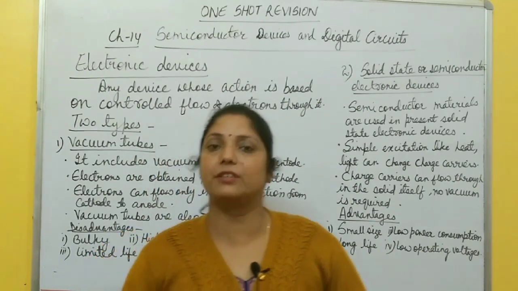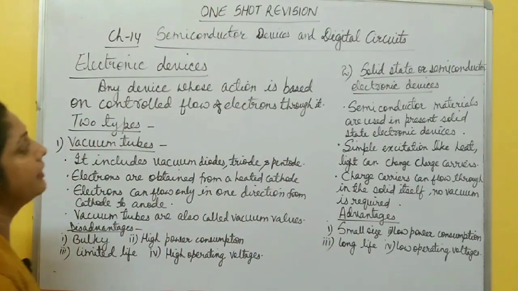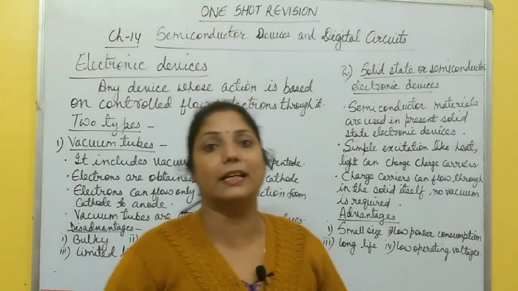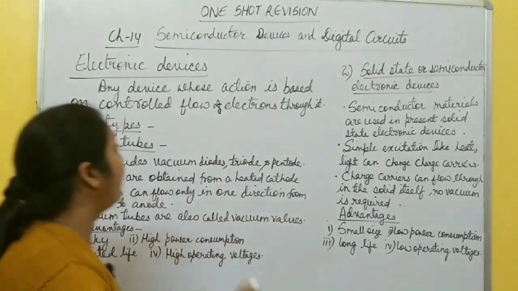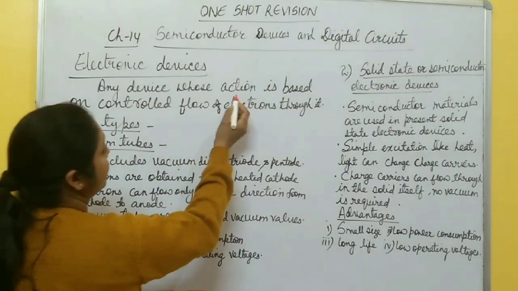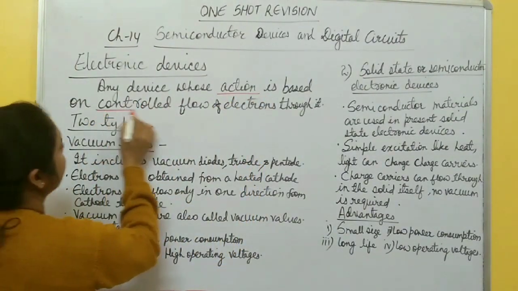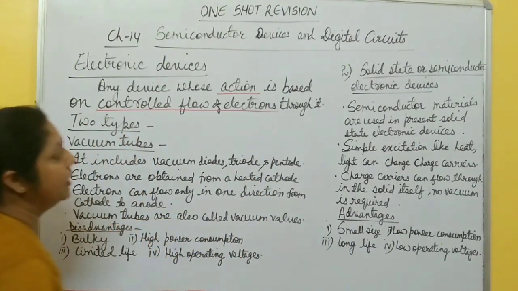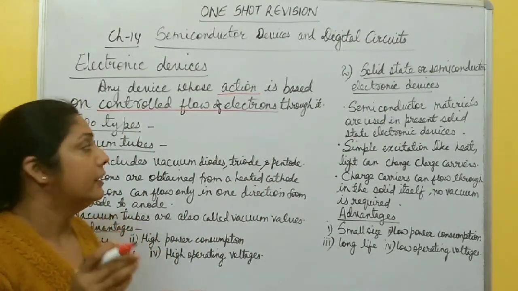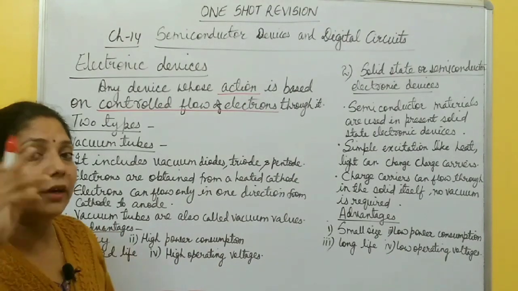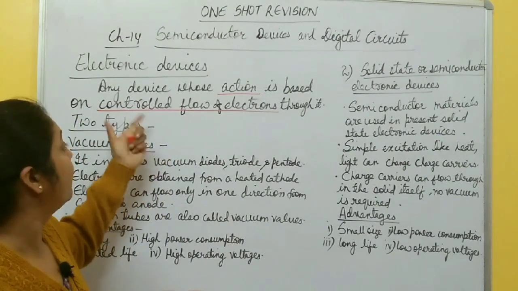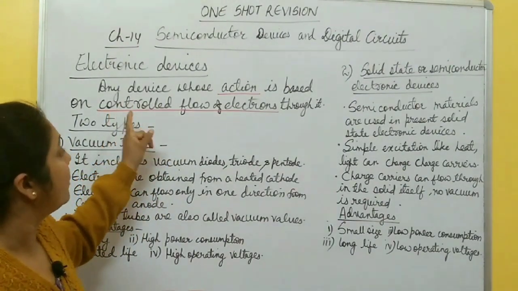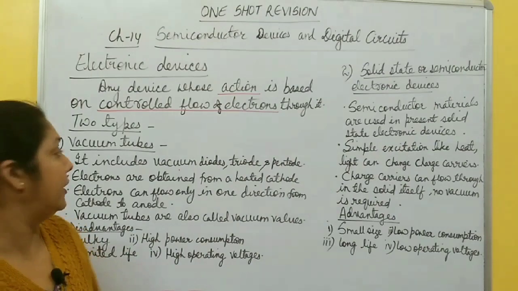Let us start quick revision of this chapter 14, semiconductor devices. So first, as the name suggests, semiconductor devices are actually electronic devices. So what are these electronic devices? An electronic device is any device whose action is based on controlled flow of electrons through it. In all electronic devices, electrons flow only in one direction in a controlled manner, right? So the main basic advantage of this electronic device is that here electrons flow in a controlled manner through it.